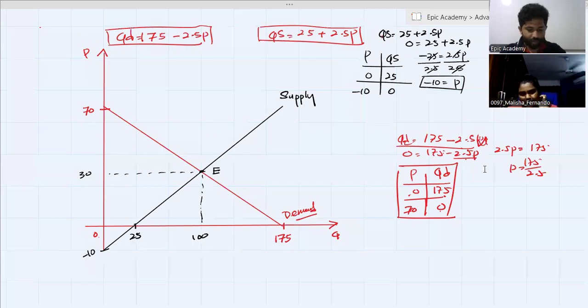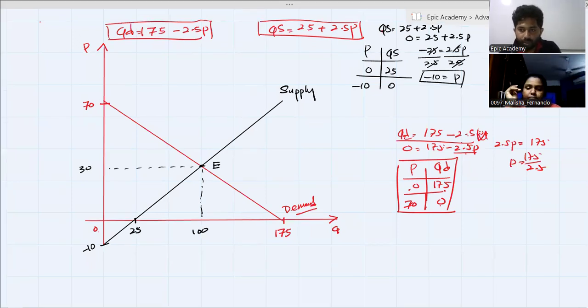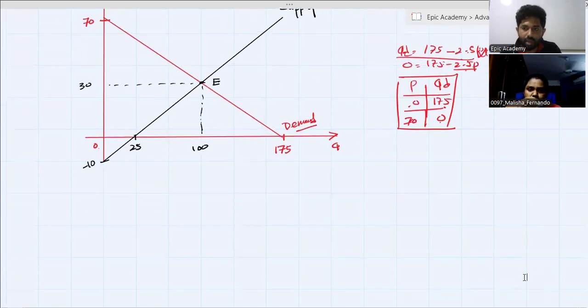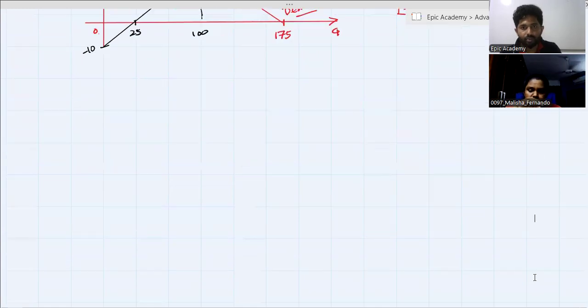Okay, right. First of all, we are going to discuss market equilibrium by using demand and supply schedule.